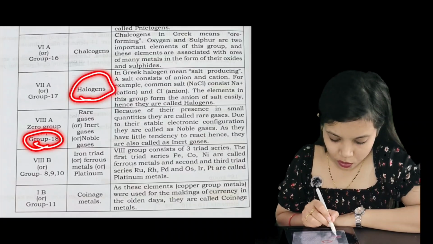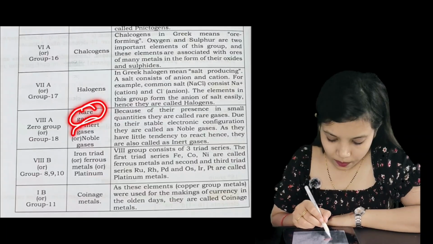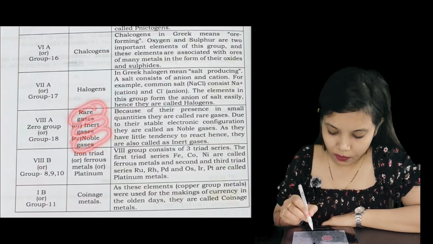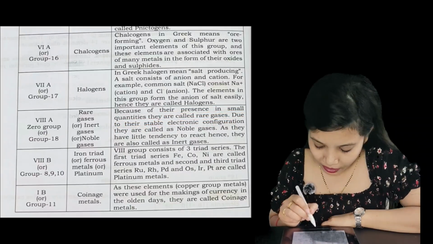Coming to the next group, which is group 18, we also call it the zero group. They are known as rare gases, inert gases, noble gases. Why? Because of their presence in small quantity, they are known as rare gases.